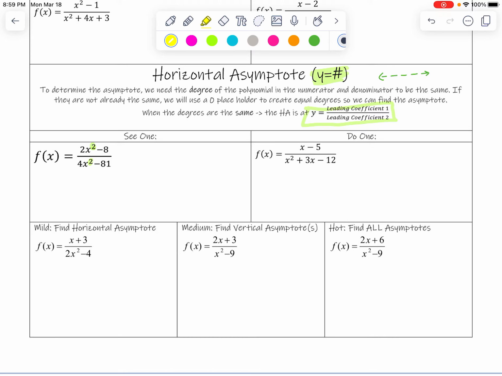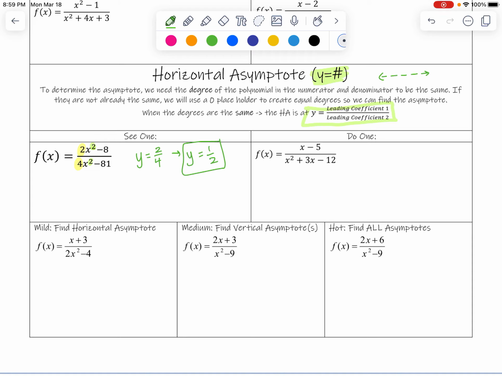In the numerator, the leading coefficient is 2. So remember, the leading coefficient is the coefficient of the term that has the highest exponent. So it's the 2, and it's just the coefficient. It's not the variable. And in the denominator, it is 4. So our horizontal asymptote is going to be at y equals 2 over 4. Or we can, of course, simplify that to y equals 1/2.